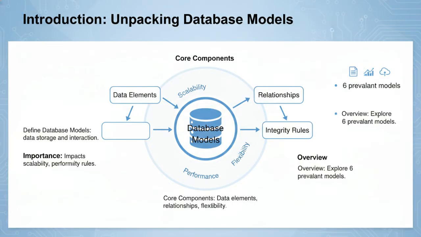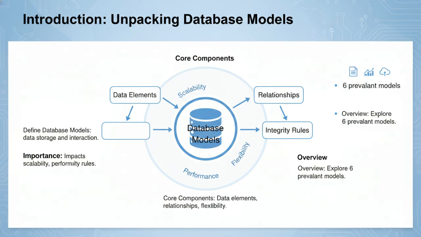Welcome to our deep dive into Database Models Explained, a guide to the top 6. In today's data-driven world, understanding how data is organized and managed is more crucial than ever. Database models are the fundamental structures that define how data is stored, organized, and manipulated within a database system. They dictate the relationships between data elements, the rules for data integrity, and how applications interact with the data.